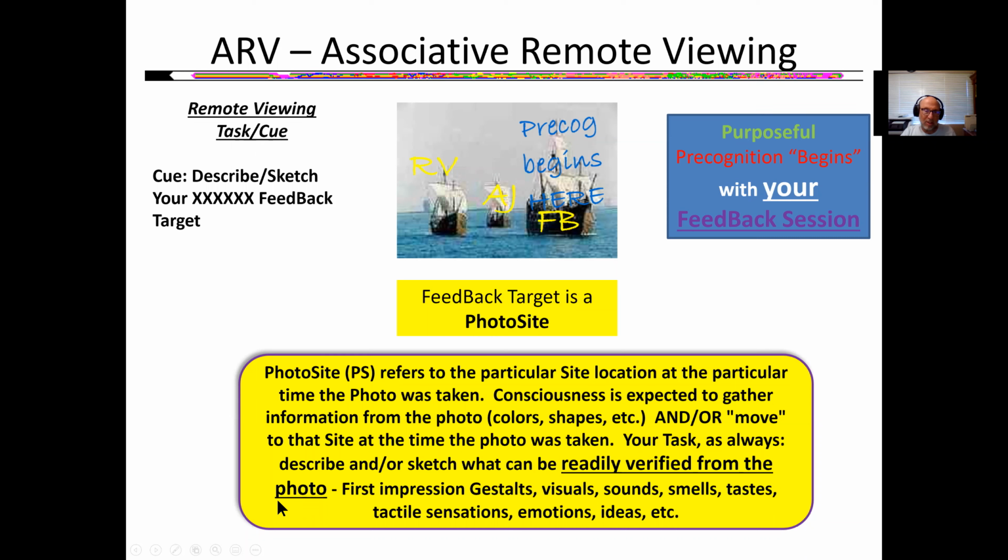Now, these are things like first impression gestalts, the things that come in right away when you look at a target or a photo. But obviously, you can get the visuals, you can get sounds, you get smells, tastes, tactile sensations, emotions, ideas, all kinds of things.